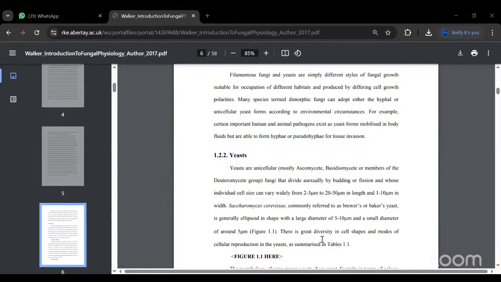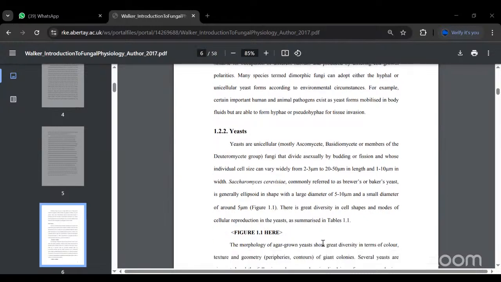Saccharomyces cerevisiae, commonly referred to as brewer's or baker's yeast, is generally ellipsoidal in shape, with a large diameter of 5 to 10 micrometers and a small diameter of around 5 micrometers. There is great diversity in cell shape and modes of cellular reproduction in yeast.